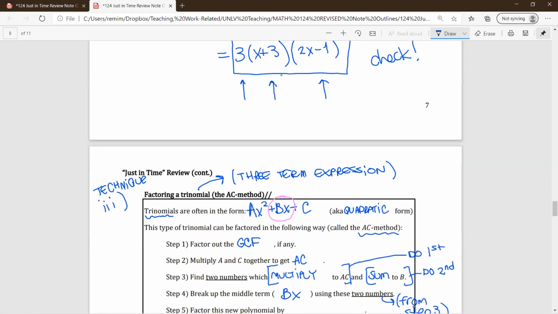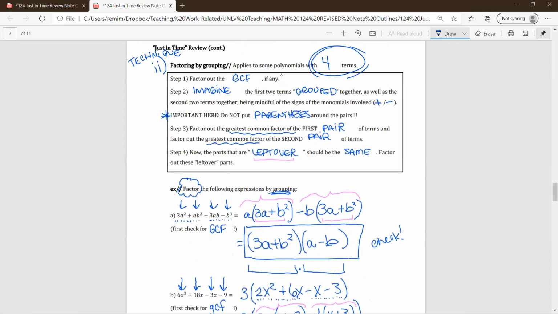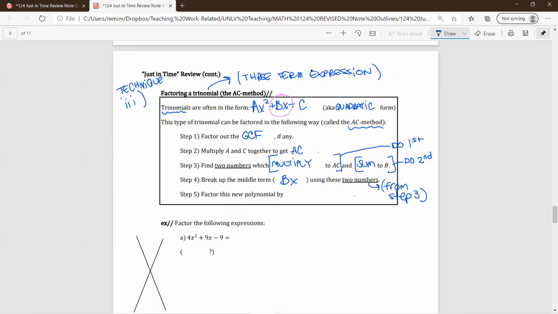And remember the technique up here, technique 2, the factor by grouping, was what we used when we had 4 terms. So then we're going back to technique 2 at this point. So step 5, factor this new polynomial by the grouping technique that we learned on the previous page, because now it'll have 4 terms and we go through that whole technique.